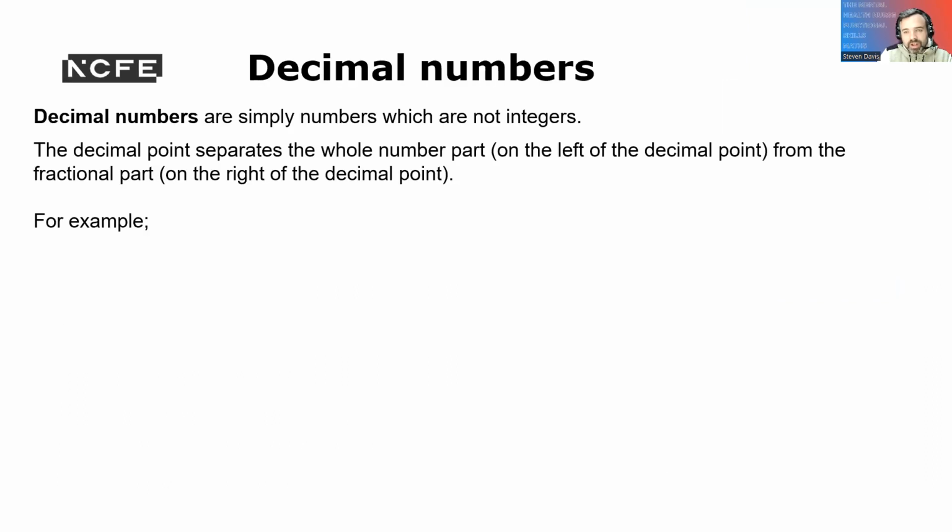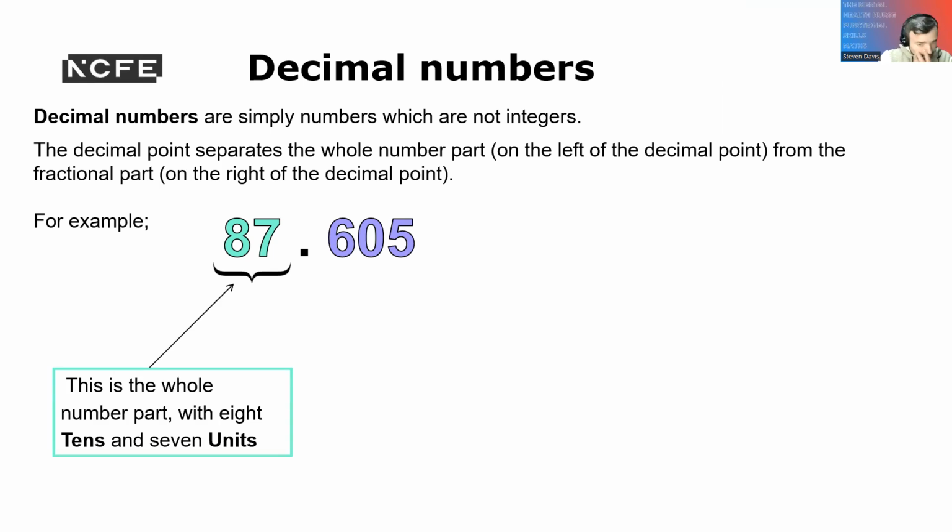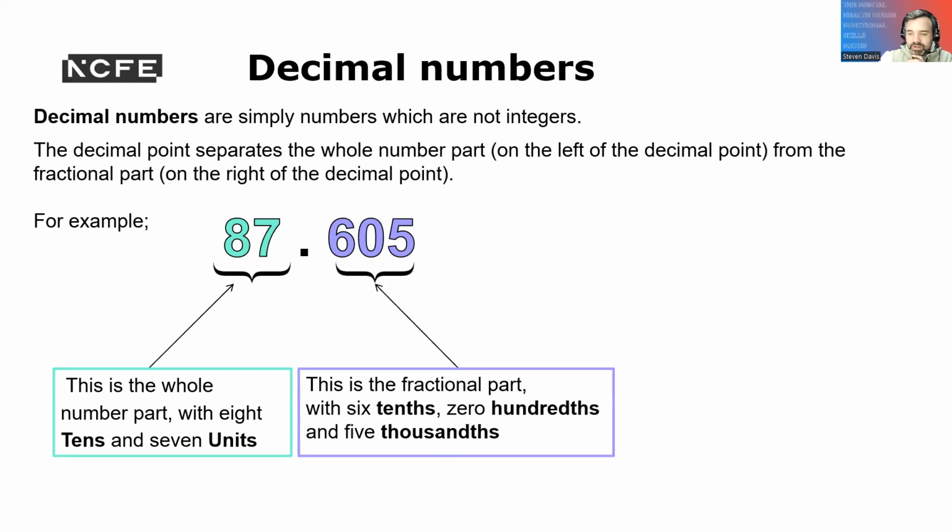So decimal numbers are simply numbers which are not integers. The decimal point separates the whole number part on the left of the decimal point from the fraction part on the right of the decimal point. For example, 87.605. So this is the whole number part with 8 tens and 7 units. This is the fraction part with 6 tenths, 0 hundredths, and 5 thousandths.